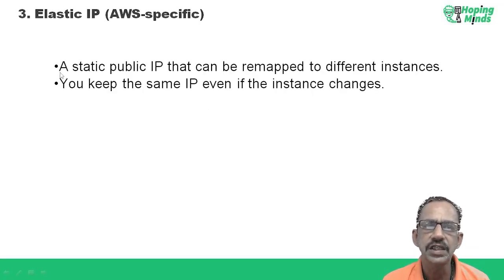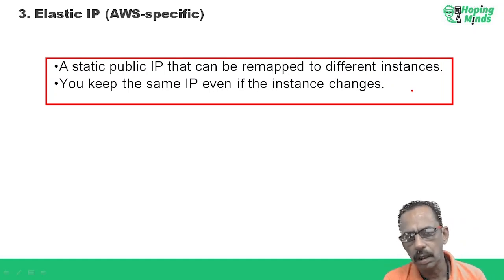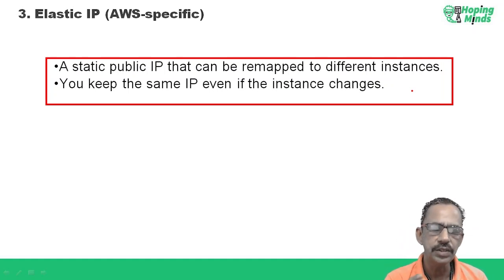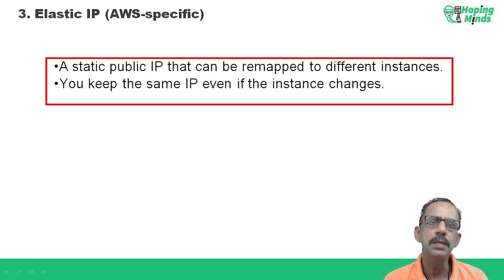A static public IP address that can be remapped to a different instance. That is with your account. You delete one instance, you create one more instance, you can remap that. But in case of the previous auto-assigned IP, when you delete the resource, that IP gets released. You cannot get the same IP for another instance. So you keep the same IP even if the instance changes. That is the elastic IP.